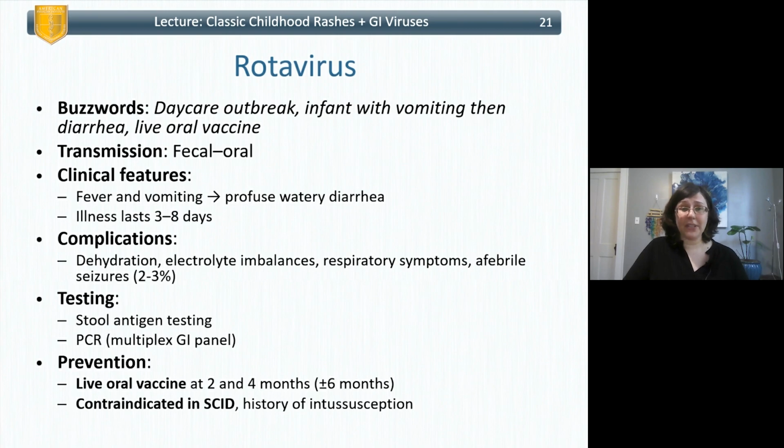We have a vaccine for this, which is fantastic. This is a live oral vaccine. You give it at 2 and 4 months, and depending on which brand it is, you may also give it at 6 months. So it's either a 2 or a 3 dose vaccination in the first year of life. This vaccine is a live vaccine, so it is contraindicated in SCID or in anybody who has a history of intussusception.